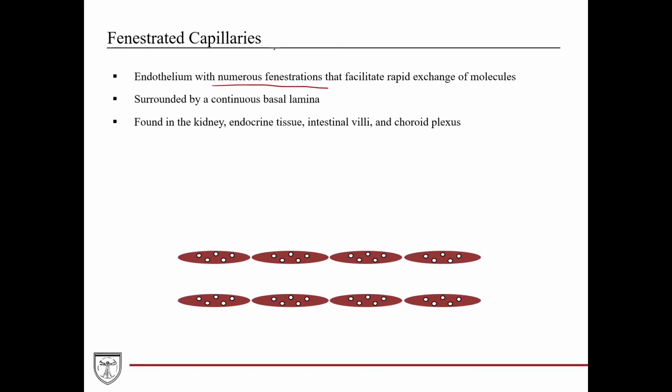Again, you want to be thinking about these classes of capillaries, which organs they're found in. These are going to be found in organs where it's really important to facilitate rapid exchange of molecules. They are still surrounded by a continuous basal lamina, and they're found in the kidney, where obviously you're doing a lot of reabsorption. The endocrine tissue, where you're creating hormones that you want to secrete into the bloodstream efficiently. So it makes sense here. It allows you to efficiently secrete those hormones. The intestinal villi, where you're obviously doing a lot of absorption, just like you are in the kidney, so it makes sense. And then the choroid plexus as well, where it's important to facilitate rapid exchange of molecules.